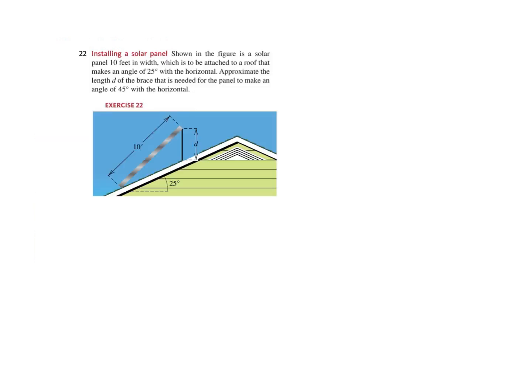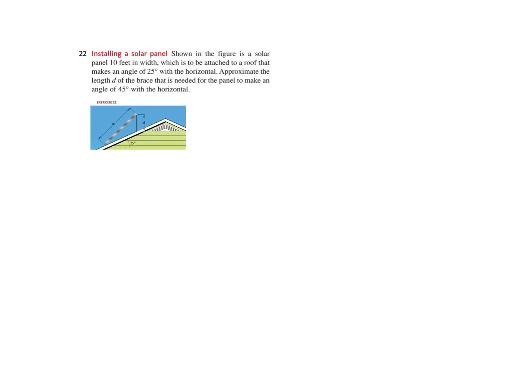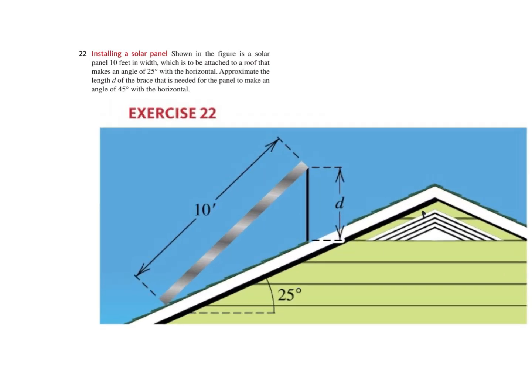Installing a solar panel. All right, so the solar panel is 10 feet in width, which is to be attached to a roof at an angle of 25 degrees. A roof is 25 degrees. Approximate the length D that the brace needs to be for the panel to make an angle of 45 degrees. All right, let's draw this a little bit bigger here. Now, let's go ahead and just make it on here.